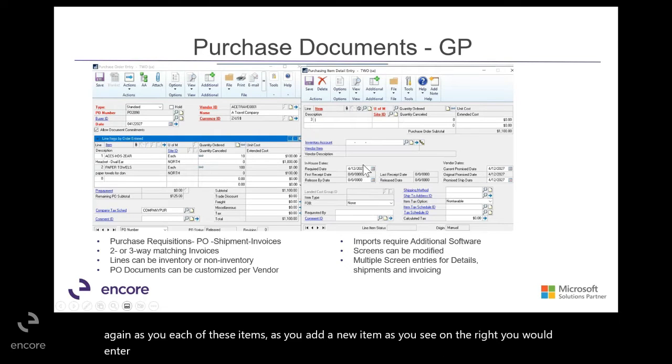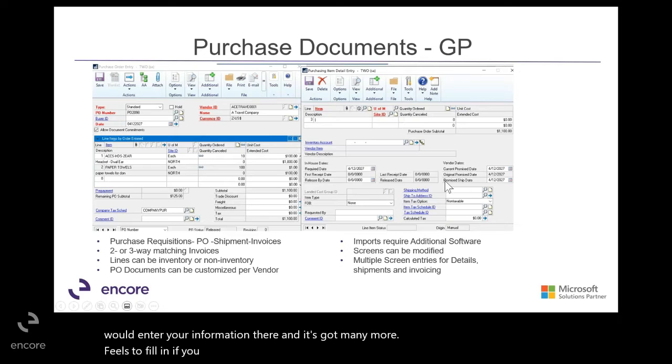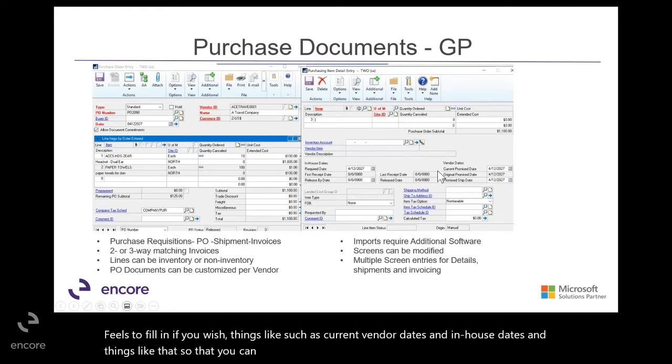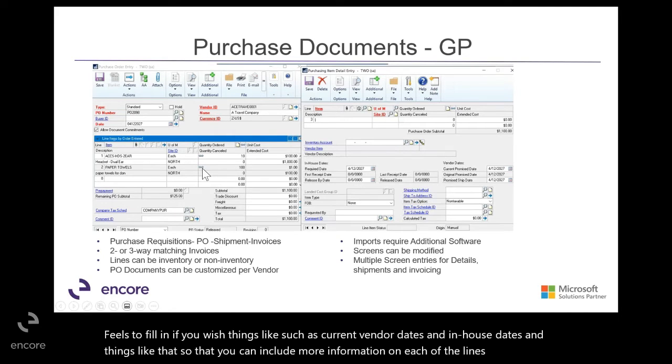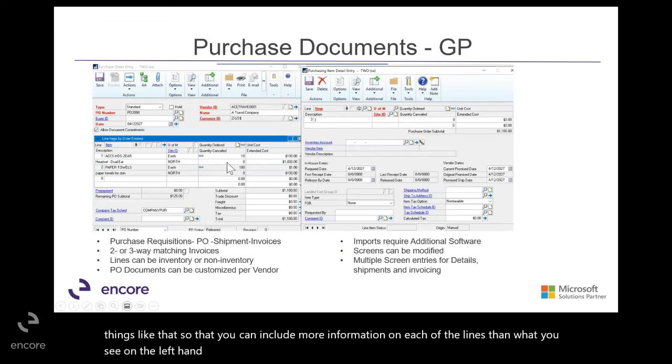It's got many more fields to fill in if you wish, things such as current vendor dates and in-house dates, so that you can include more information on each of the lines than what you see on the left-hand side. It's not mandatory that you go to the detail screens, but it is something that a lot of people end up doing.